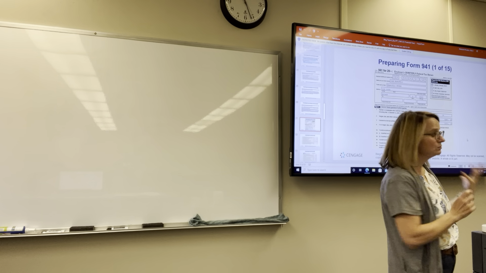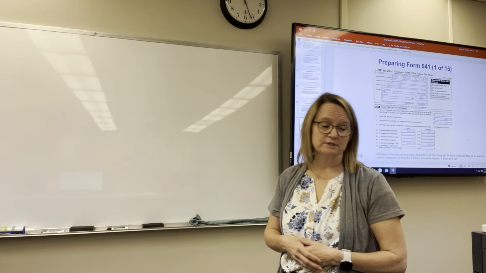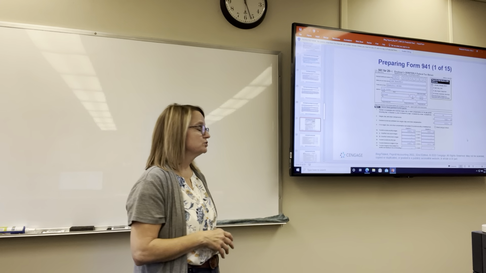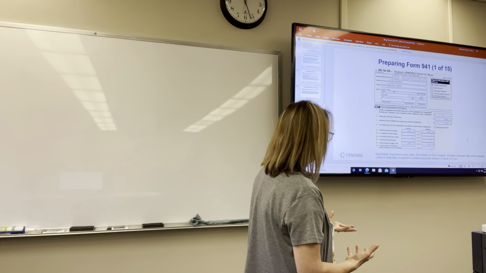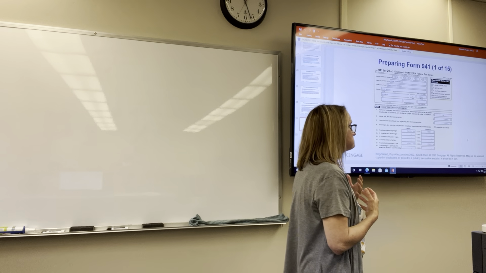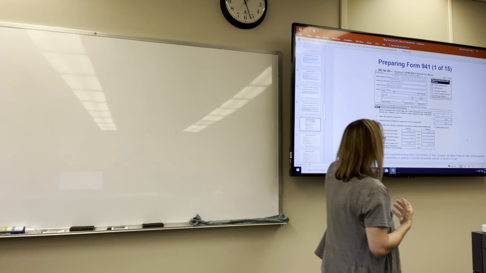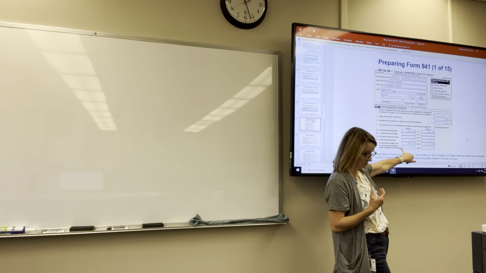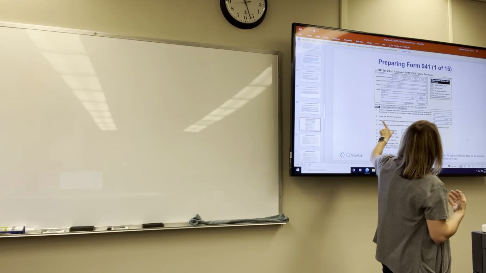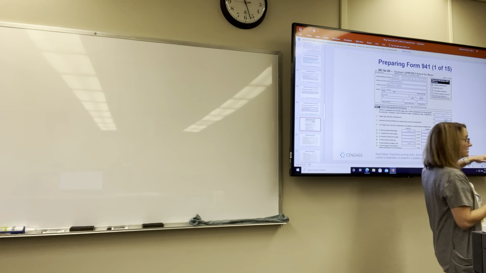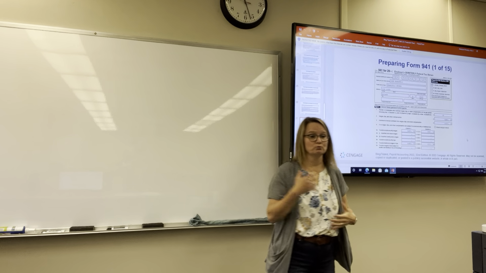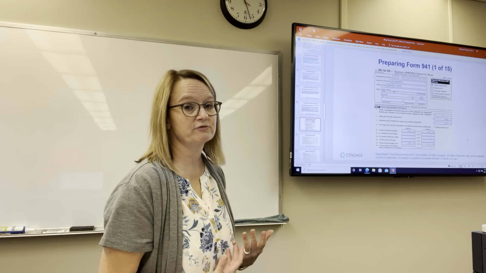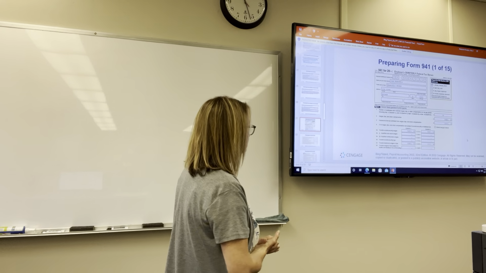Line 2, total wages, tips, and other types of compensation. That would be all of those wages that are subject to income taxes, a little bit different from the wages that might be subject to Social Security taxes, which we list down here. Federal income taxes withheld is on line 3. You would have totaled for the entire quarter how much was withheld from employee paychecks, and that's what is entered on line 3.